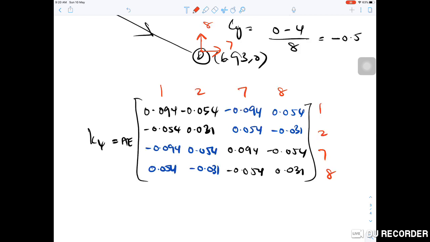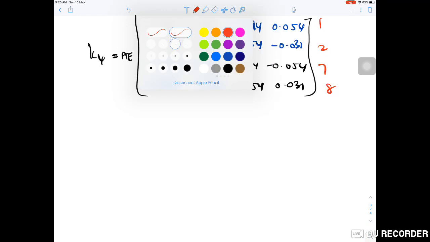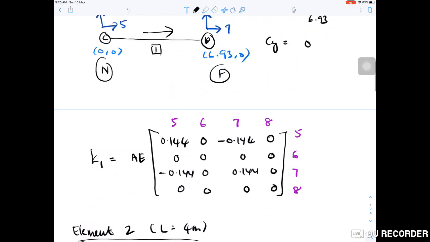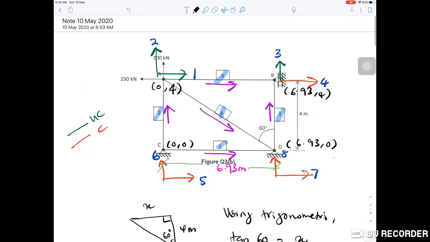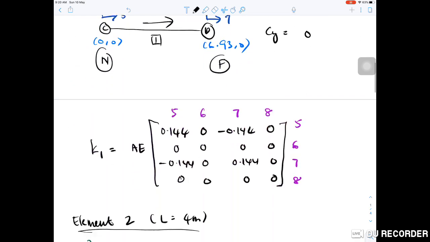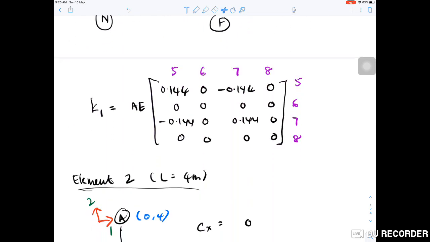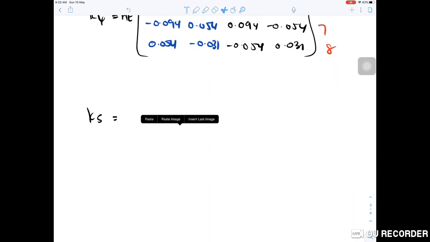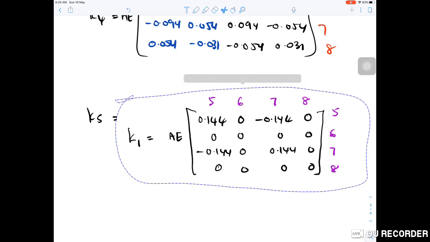For element number 5, K5, it is actually similar to element number 1, so we don't need to calculate the value. We just have to copy back the value, but we label the new one. I just need to copy this and paste here.